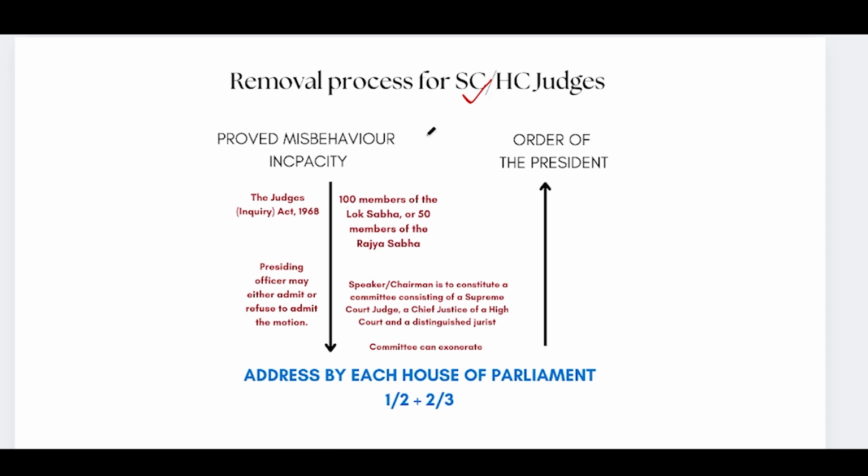The Constitution of India says that a judge of the High Court and Supreme Court can only be removed on the basis of proved misbehavior and incapacity, and they can only be removed by an order of the President after a resolution by each house of Parliament has been passed by 2/3 of the members present and voting, which should be more than half of the members of the house. So after this resolution has been passed and the order is issued by the President, the specific judge of the High Court or Supreme Court, as the case may be, stands removed.